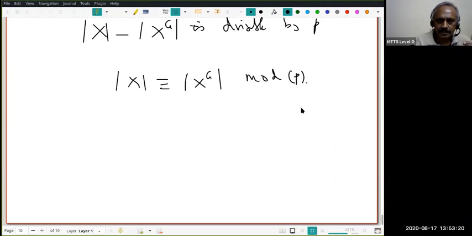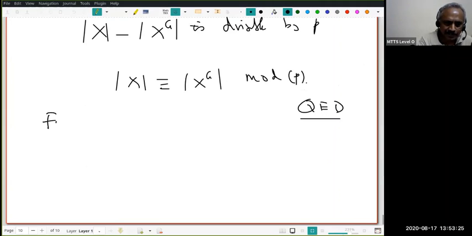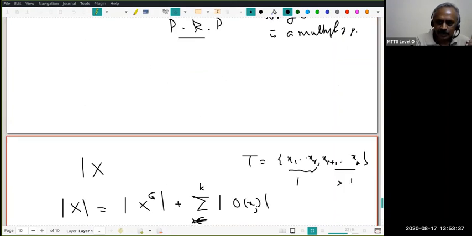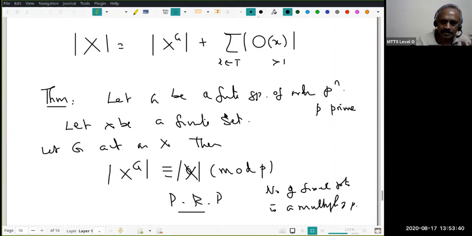Is it okay? Review the proof. This is called a fixed point theorem for group actions. So what are the assumptions we had? G is a finite group of order P power n for P a prime and X is a finite set. Then what did we find? The number of fixed points is congruent to the number of elements in X modulo P. This is what we proved.